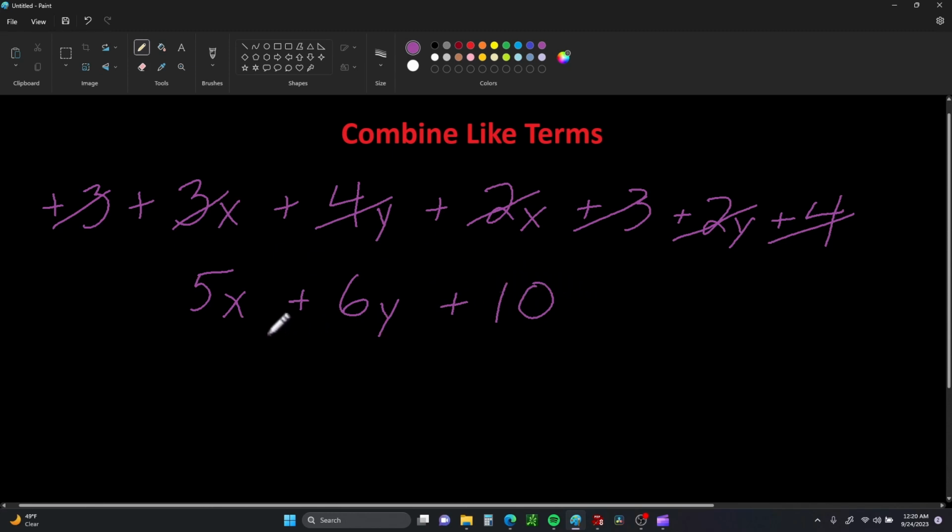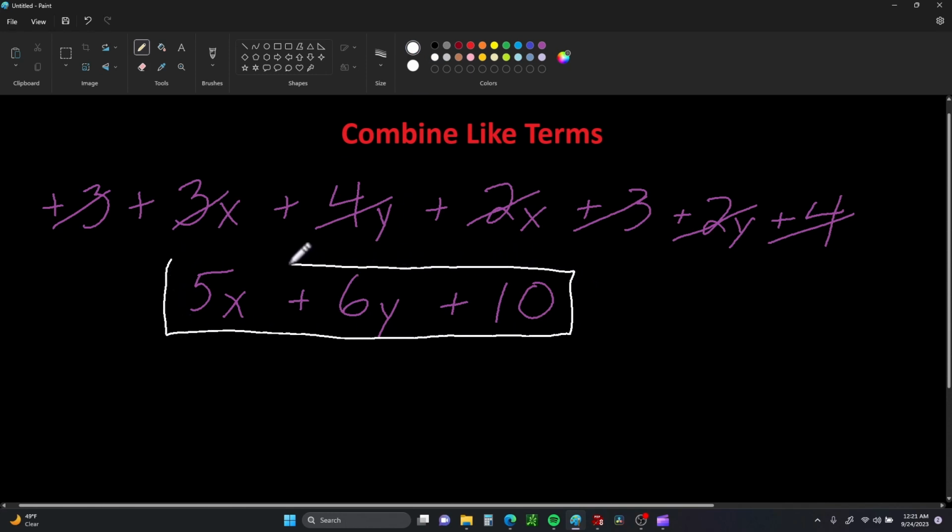Now, when I look at this, I can't put these x's and the y's together because they're not the same thing. This is sort of like having 5 apples and 6 oranges. I can't say I have 11 of something because they're not the same thing. So that's actually the final answer, and it can't be simplified any further.